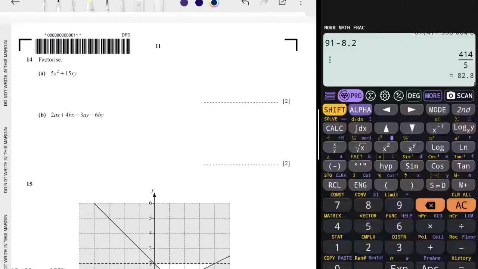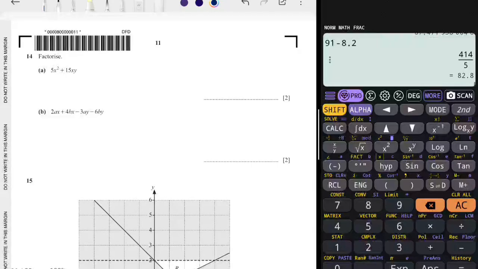Next question. It's a very easy question. So we have to factorize it. We take 5x as common. So it will be x plus 3y. This is the answer.